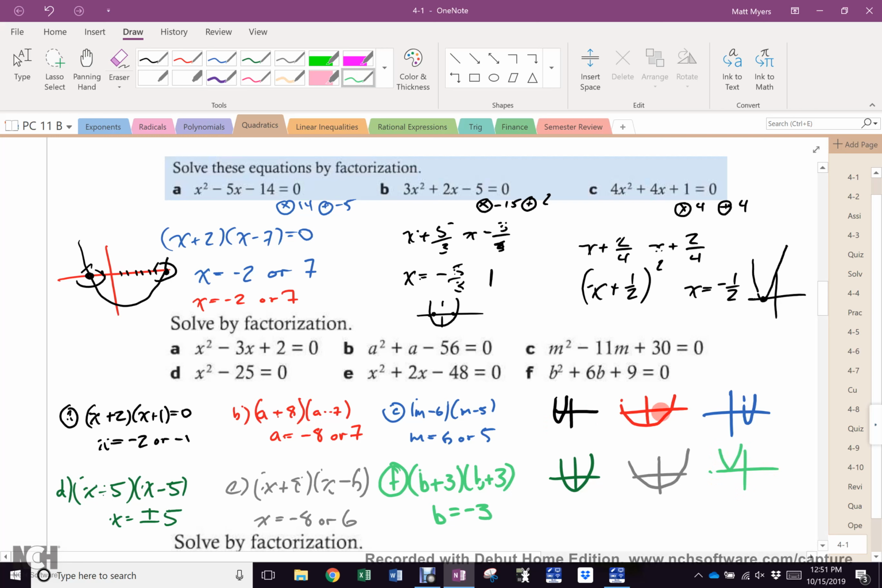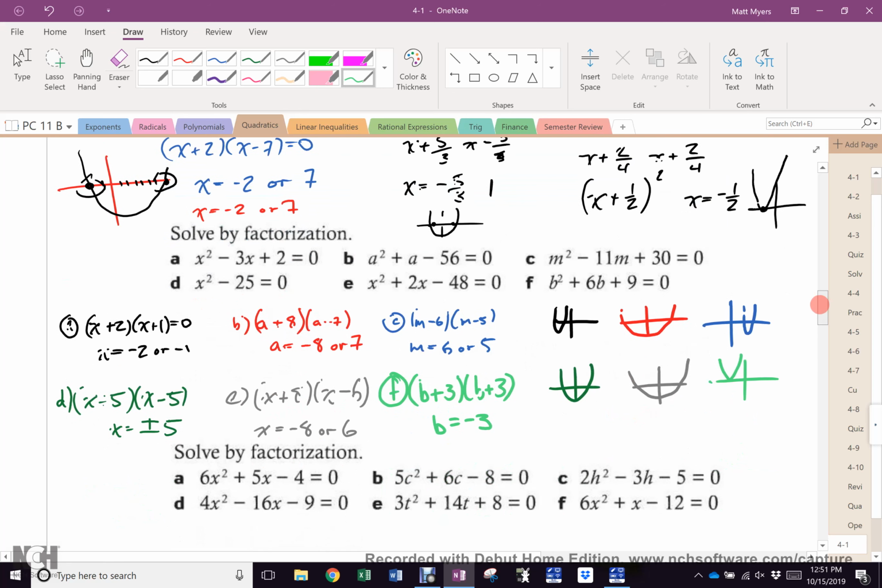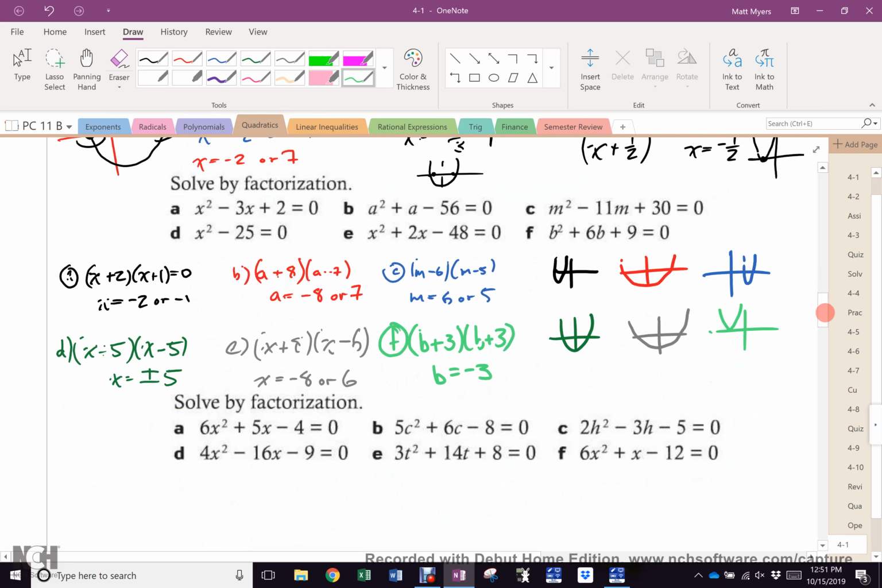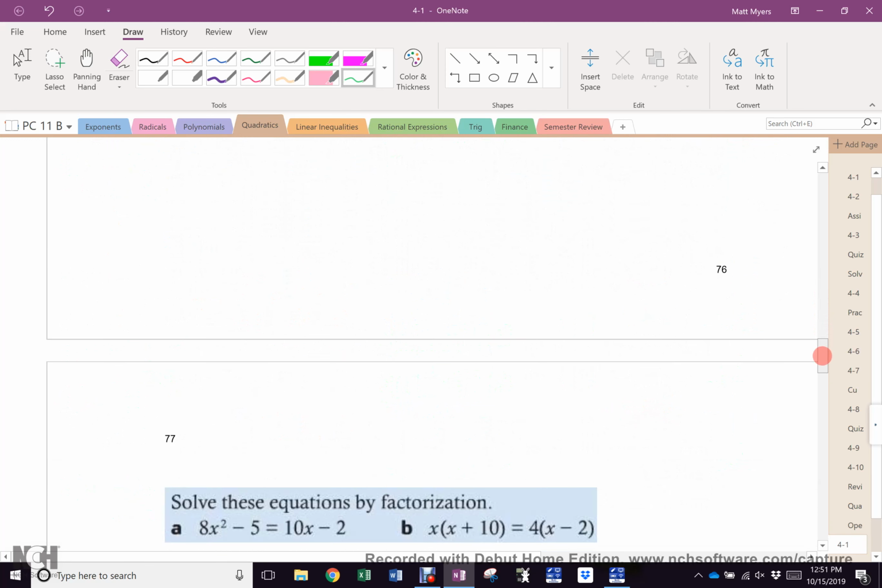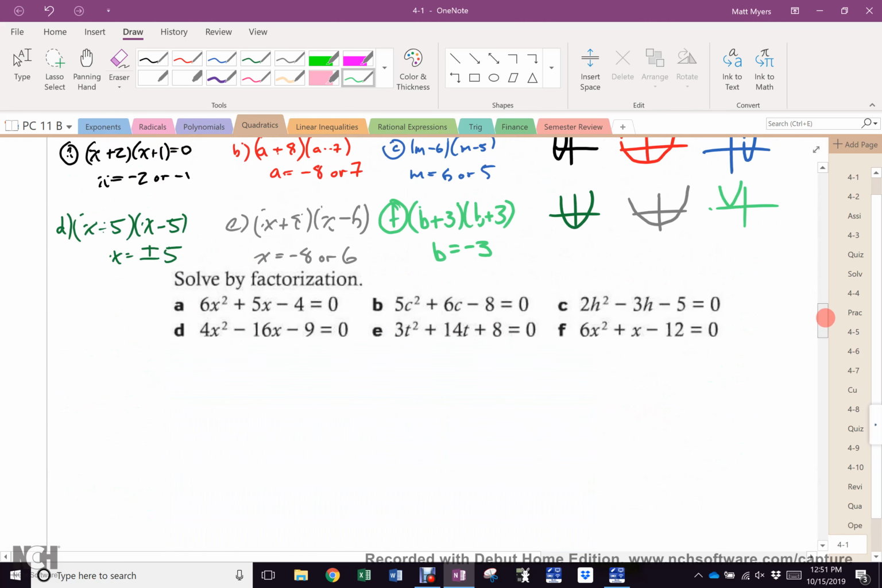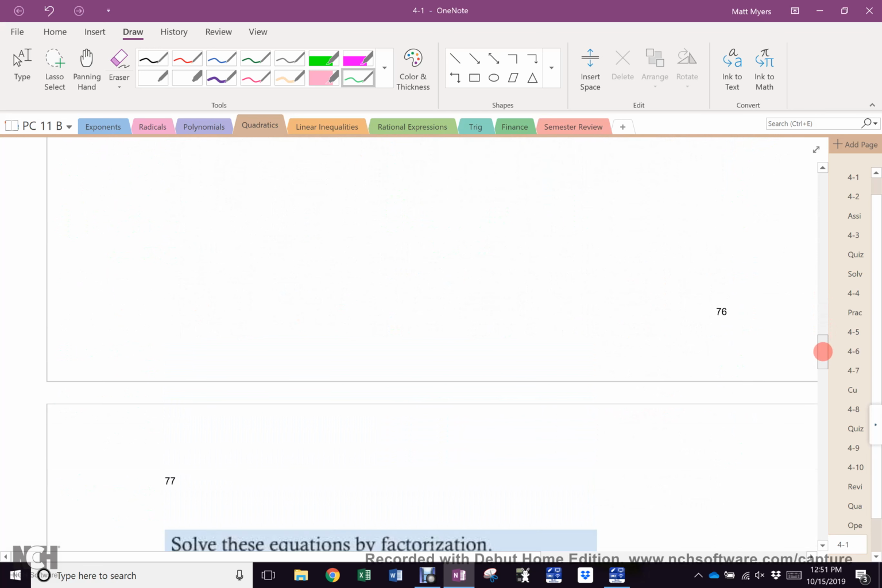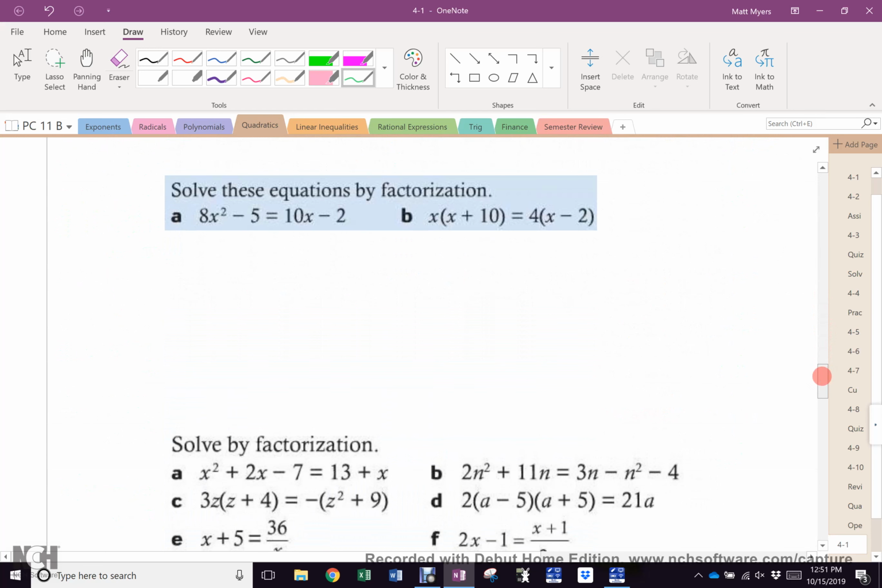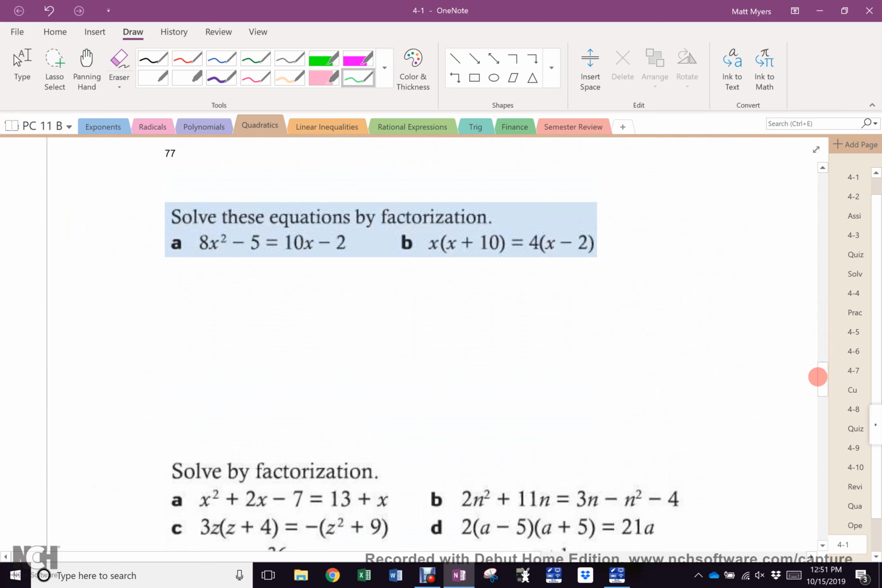Remember, this is advanced stuff. It's for later. I just want you to start seeing it, to start making the association between the solutions to these and the fact that they're the x-intercepts. Okay? Now, your job today, because the bell is going to ring soon, is to finish page 70. No, you're going to work on 76. I'm going to show you these two on 77, and then you're going to finish 77.